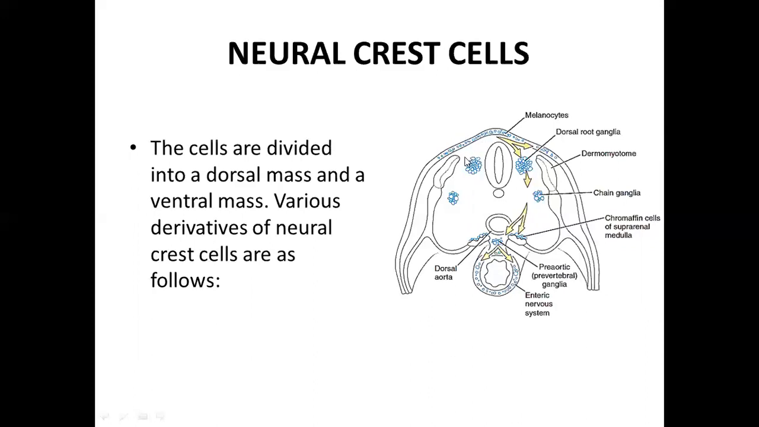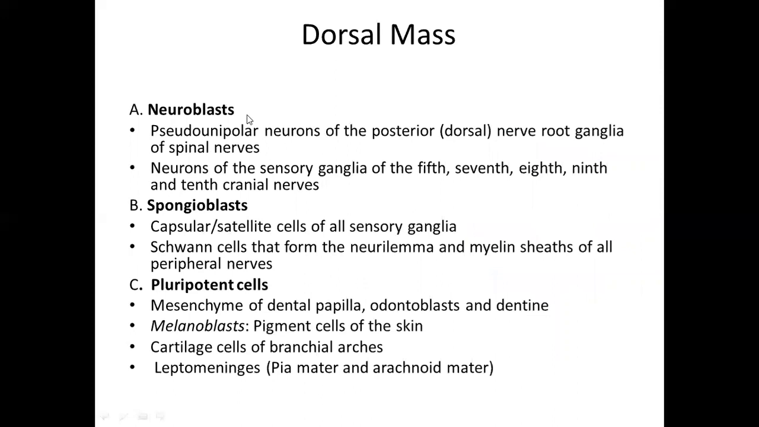The neural crest cells are divided into a dorsal mass and a ventral mass. Now the derivatives of these are as follows. Firstly, the dorsal mass is divided into mainly three varieties: neuroblasts, spongioblasts, and pluripotent cells. Neuroblasts form the pseudo-unipolar neurons of the dorsal root ganglia and the neurons of the sensory ganglia of the 5th, 7th, 8th, 9th, and 10th cranial nerves. The spongioblasts form the capsule or satellite cells, the supporting cells of the sensory ganglia, and the Schwann cells, which result in myelination of the axons of the peripheral nerves. Whereas oligodendrocytes result in the myelination of the central nervous system axons, right?